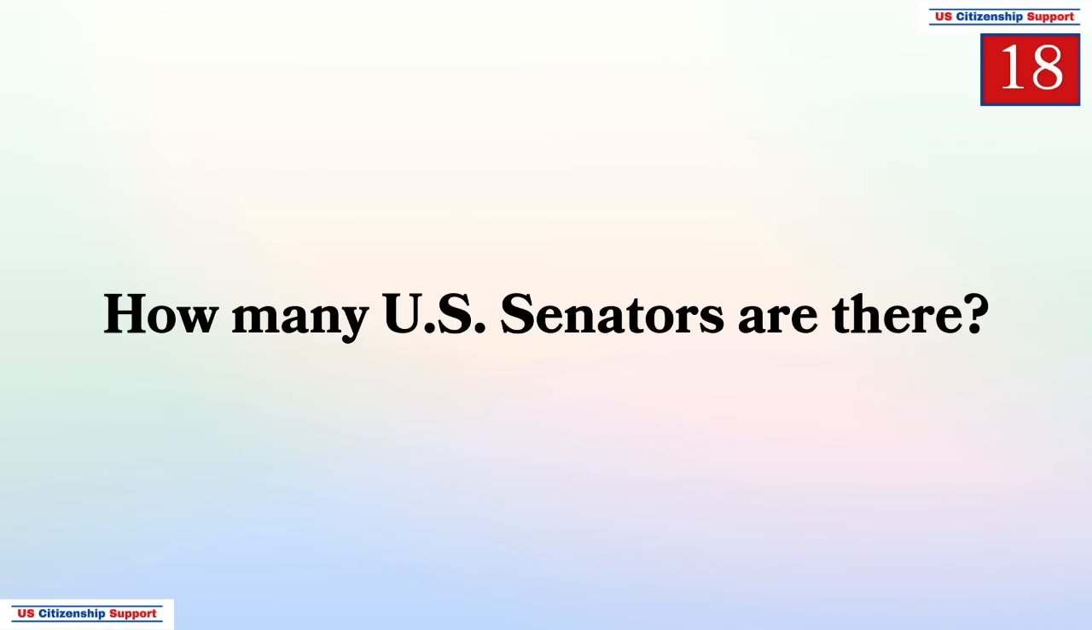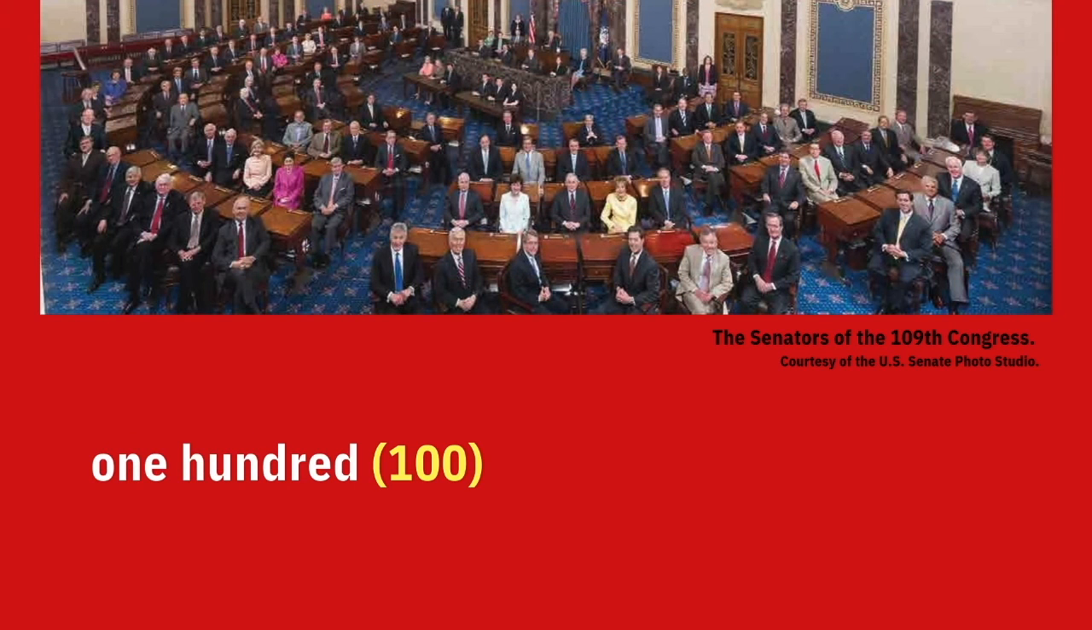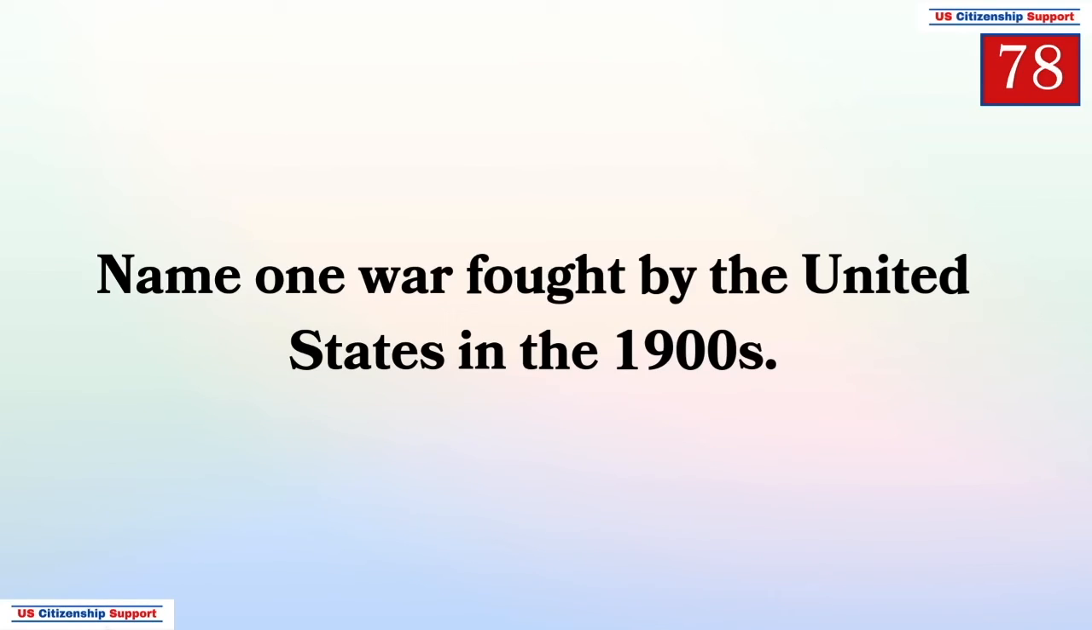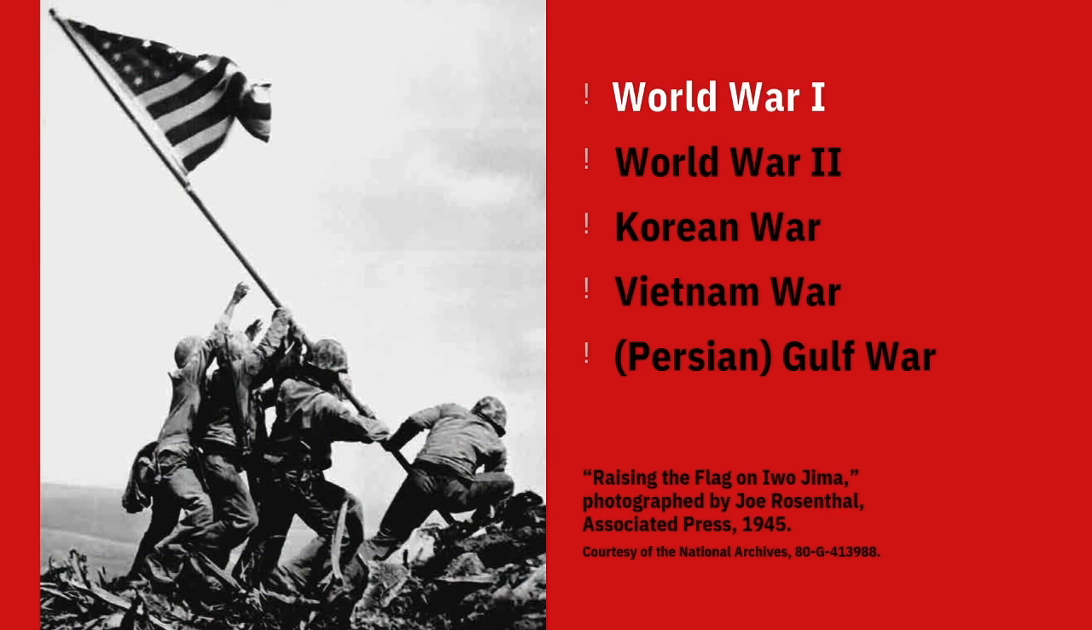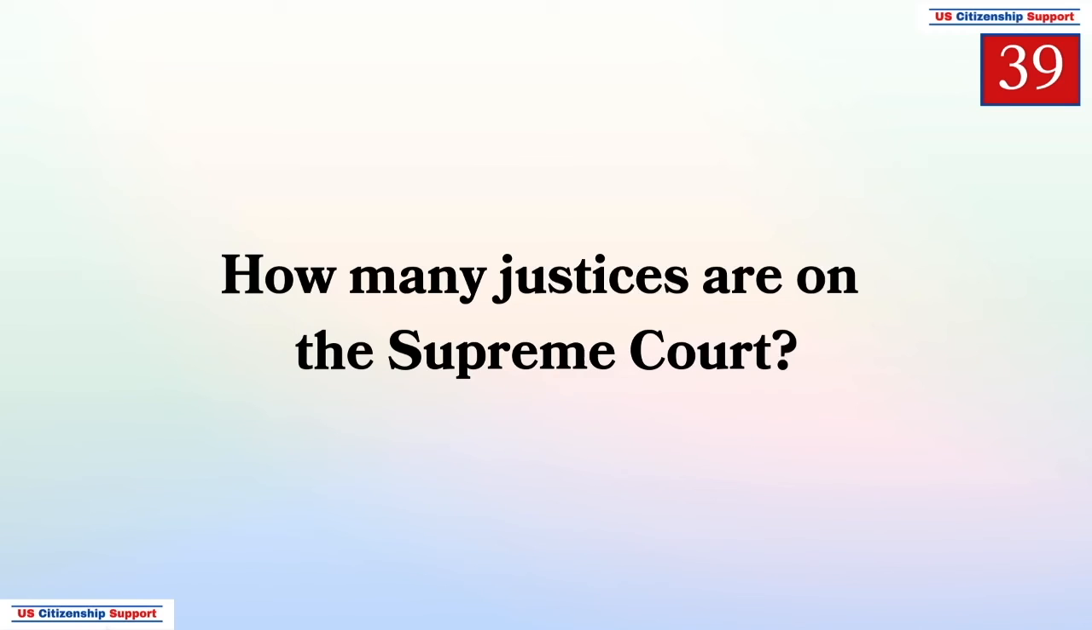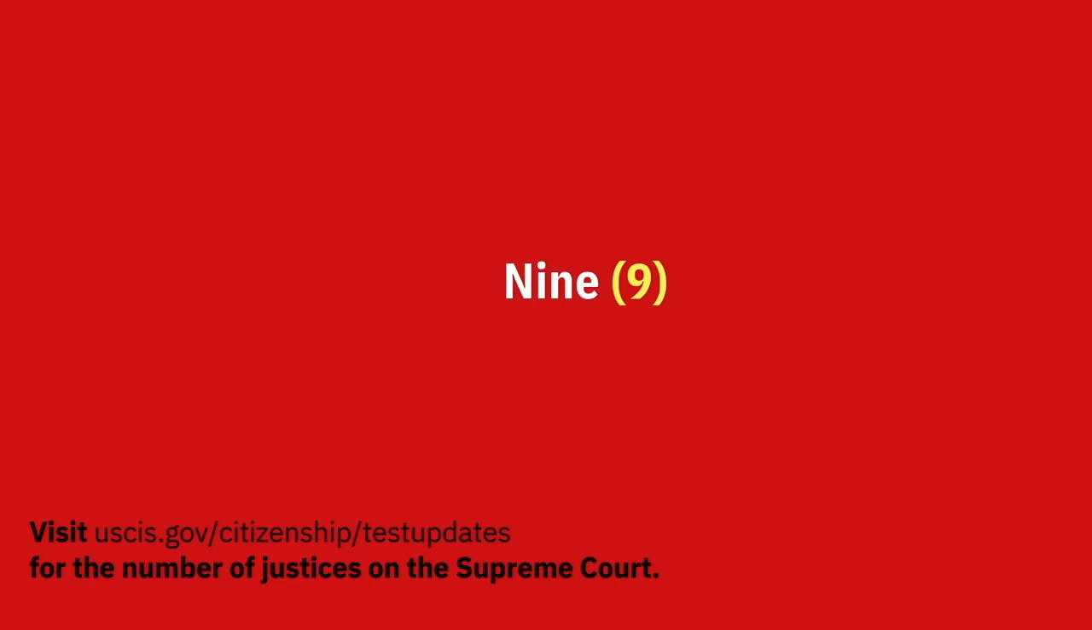How many U.S. senators are there? 100. Name one war fought by the United States in the 1900s. World War I. How many justices are on the Supreme Court? 9.